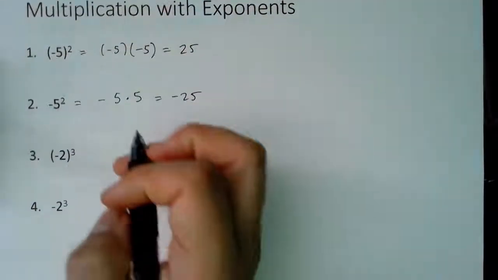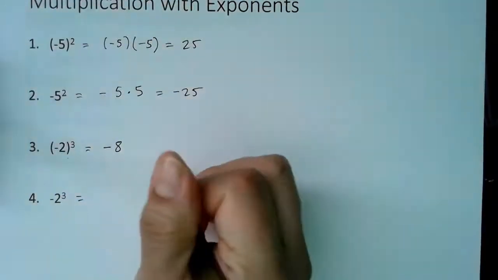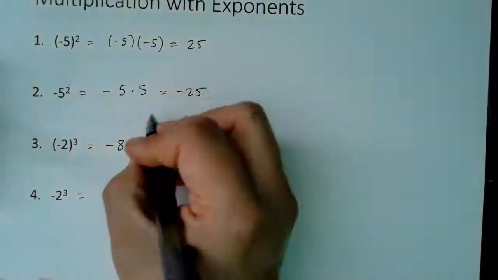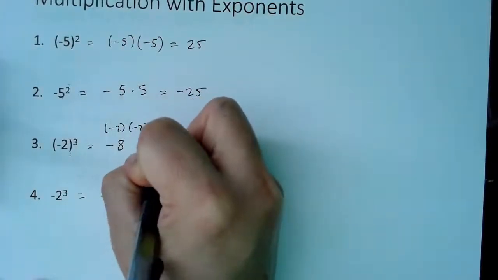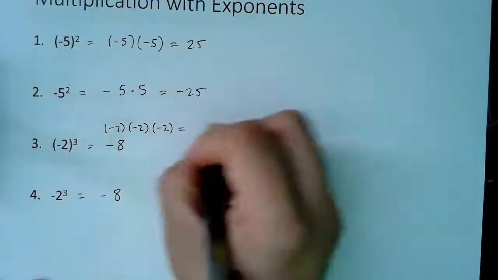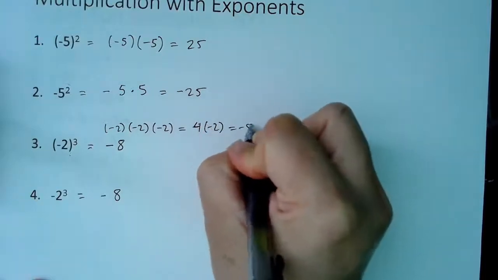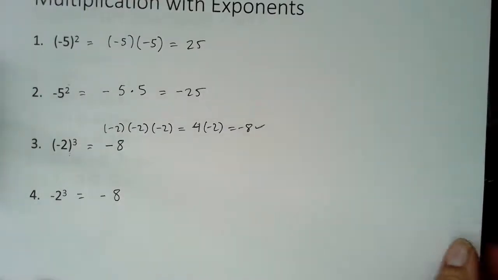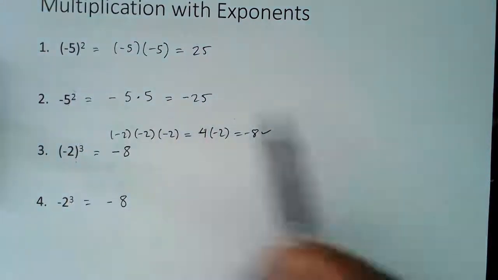In this case, you have negative 2 times negative 2 times negative 2, which ends up being negative 8. And this one is negative 8 as well. So you see when the exponent is odd, it's still going to be negative, right? Because negative 2 times negative 2 is positive 4, times negative 2, which ends up being negative 8. And then this one, of course, is just 2 cubed, 8, which is the negative of that. So when the exponent is even, it's different. You see how it's different signs? Just make sure that you don't get them confused, okay?